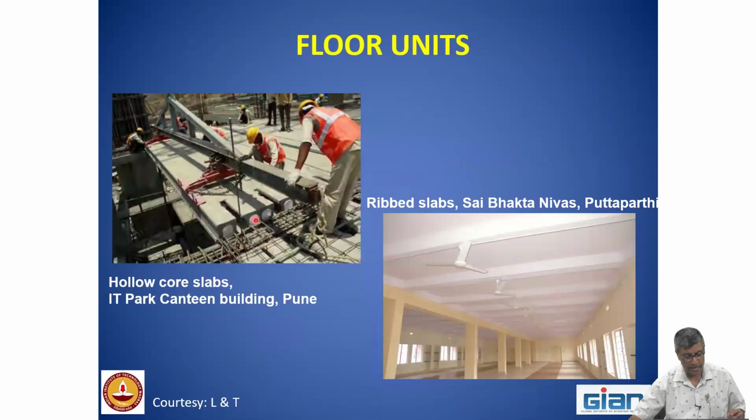This is how they are integrating the hollow core slabs with the supporting beams by stitching elements. This is where the ribbed slabs have been used. This is like a dormitory, like a dharmashala, meaning it is for the pilgrims to stay.